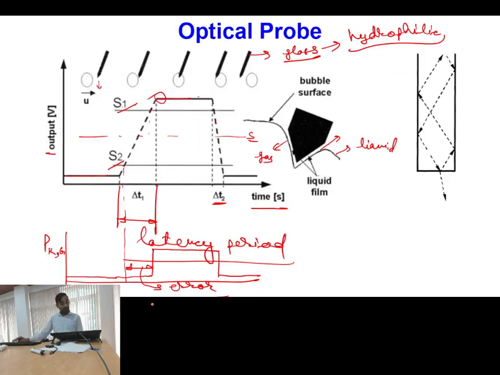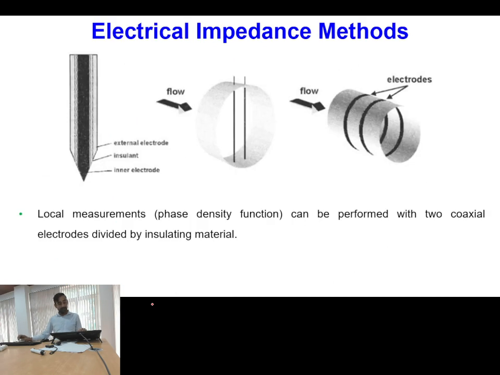Okay, so are all clear with this method, the optical probe? Then let's talk about the next method, which is called the electrical impedance method. The electrical impedance method is again a very popular method for measurement of void fraction, and it utilizes the difference in electrical conductivity of the two fluids as the fundamental principle of measurement.